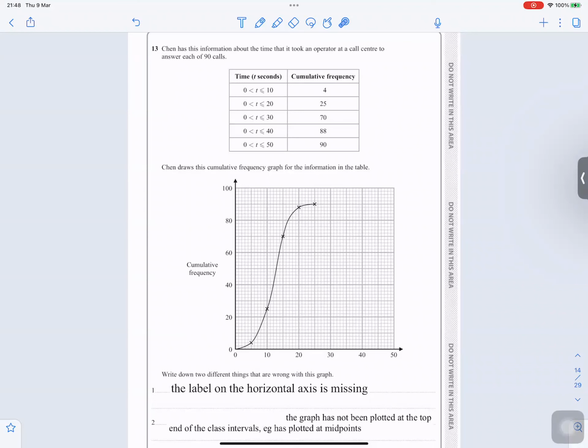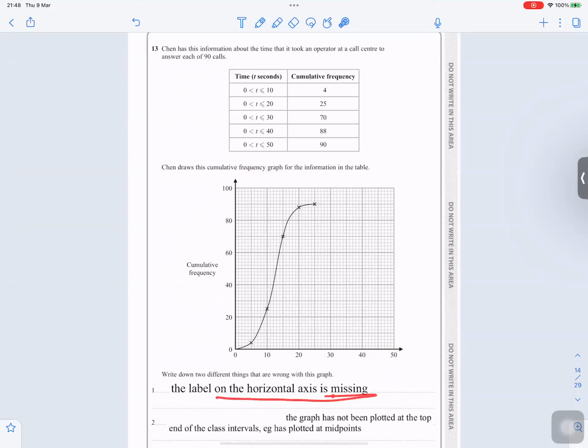Question number 13. Chen has the information about the time that it took an operator at the call center to answer each of 90 calls. Between 0 and 10 seconds, 4. Between 0 and 20, 25. 0 and 30, 70. 0 and 40, 88. Chen draws this cumulative frequency graph for the information in the table. Cumulative frequency is on the y-axis and the x-axis is not labeled. There is no label for the x-axis. Write down 2 different things that are wrong with this graph.